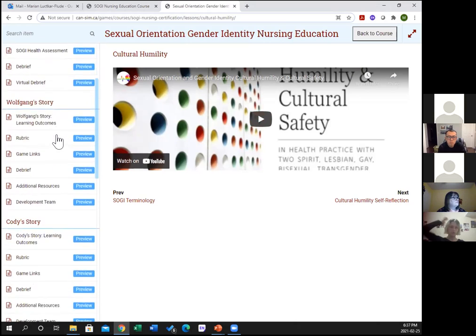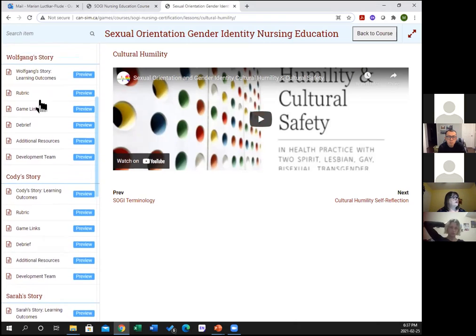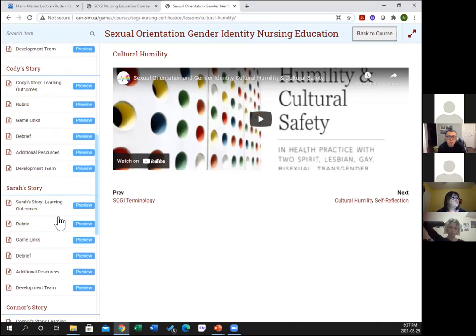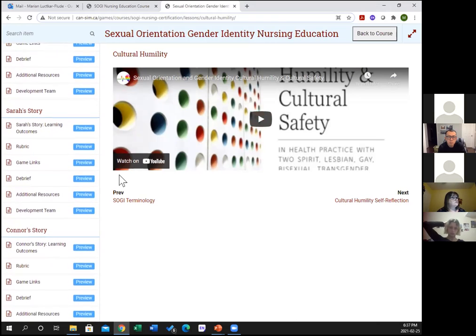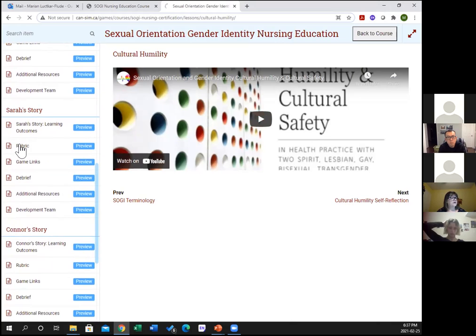And then we get into the stories: Wolfgang's story, Cody's story, Sarah's story, and each of the games are set up the same. You can see the learning outcomes, and you can see the rubric.